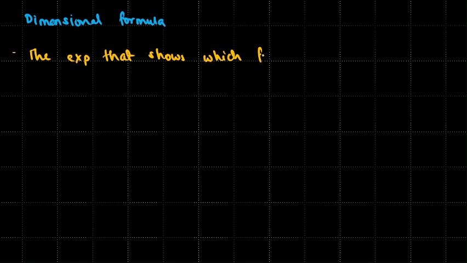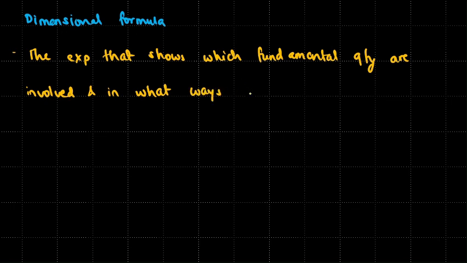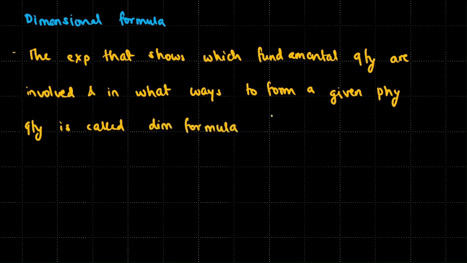So now let's talk about dimensional formula. So first of all, we have to talk about what is dimensional formula. So when talking about dimensional formula, first of all, let's write the definition. It is the expression that shows which fundamental quantities are involved and in what ways to form a given physical quantity is called dimensional formula.